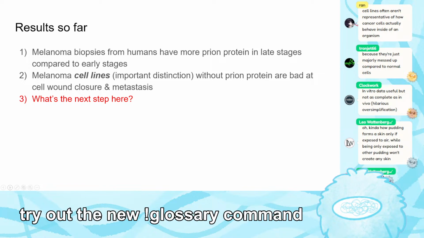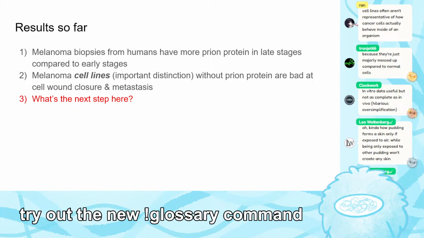So I would say that at this point, right, we are pretty sure that prions are doing something, that they are potentially affecting skin cancer in a negative way. What is our next step experiment? What do we want to know?